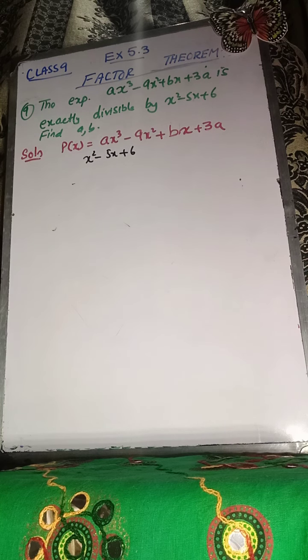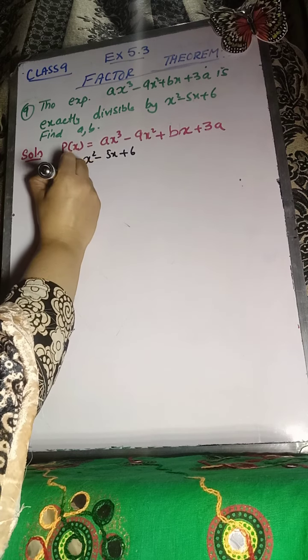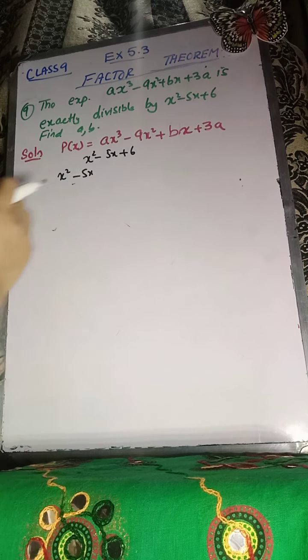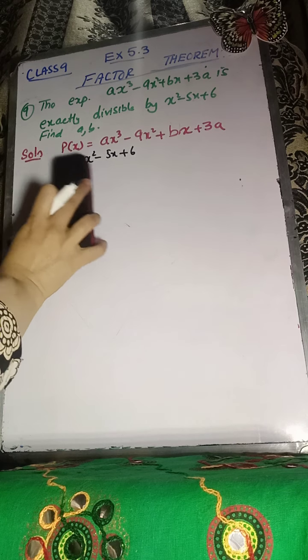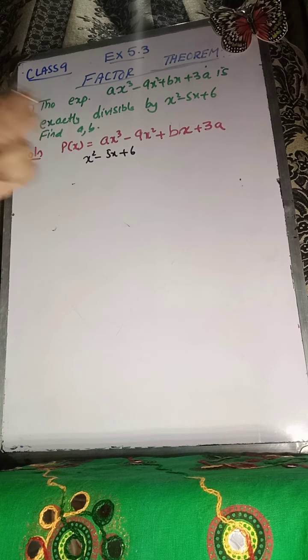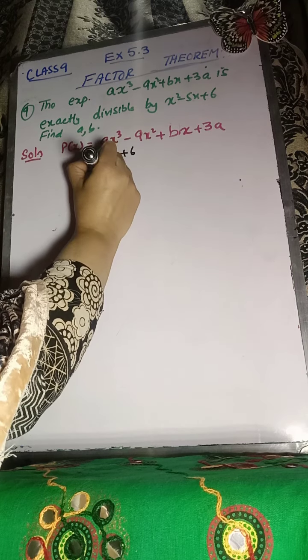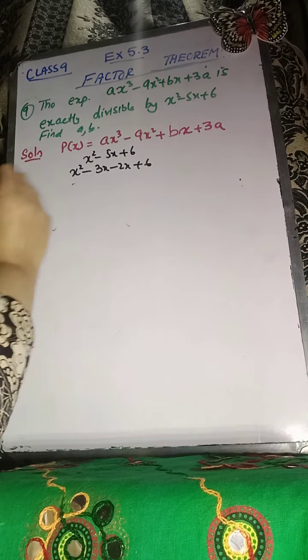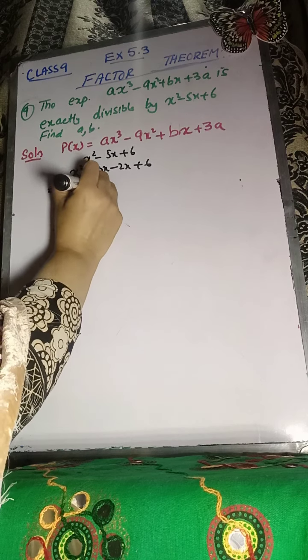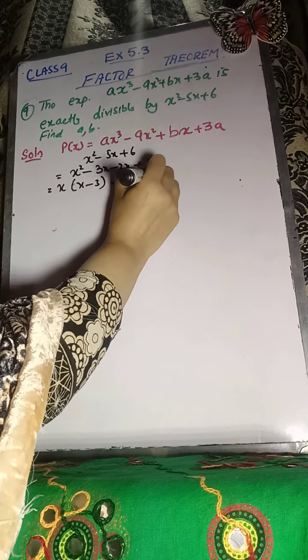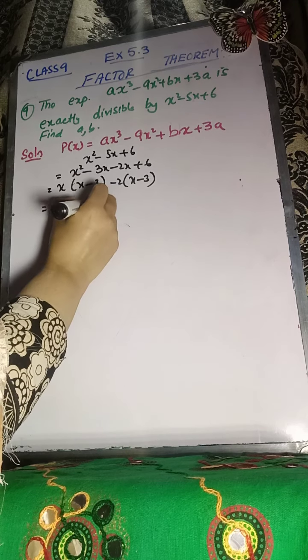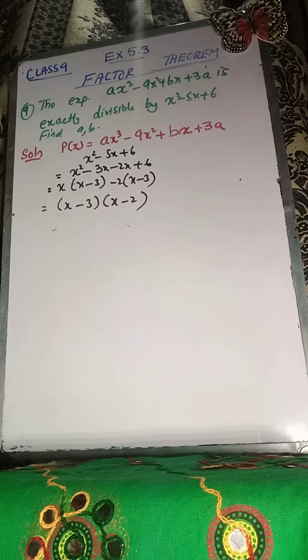Okay, so first we are going to find the factors of this expression, which by middle term breaking will be... over here the product is 6. So two numbers whose product gives us 6 and whose sum gives us negative 5 are negative 3 and negative 2. So by middle term breaking, this will be equal to (x minus 3)(x minus 2). I have factorized this expression, and the factors of this expression are x minus 3 and x minus 2.